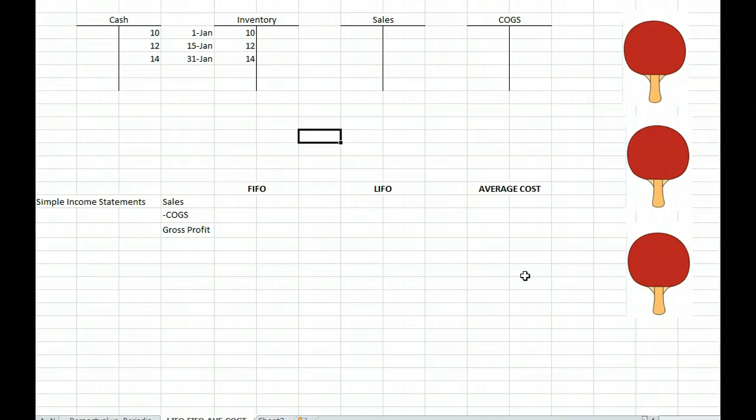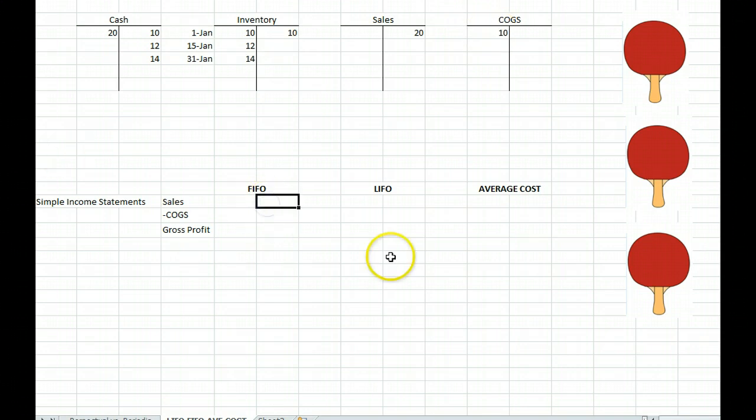So specific ID means I put a tag on each one of these things so I know exactly which ones they bought. But I don't have to do that. I can also use FIFO, which means first in, first out. So in that example, that means I would assume that my first paddle that I sold was the first one that I bought. So if somebody walks in and buys a ping pong paddle for 20 bucks, I would debit cash for 20, credit sales for 20, and then I would move that first ping pong paddle out of inventory and into cost of goods sold.